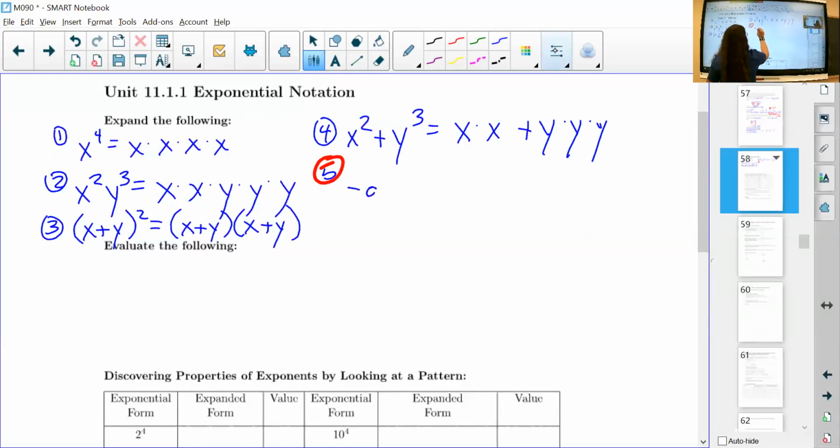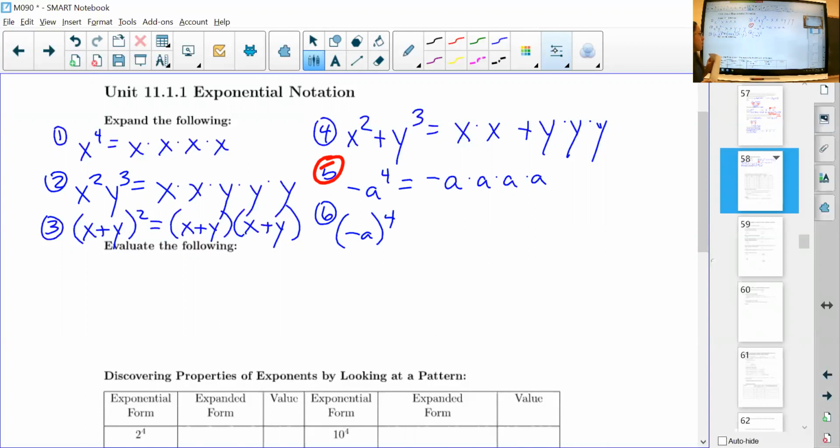Negative a to the fourth. Order of operations says I need to do my exponent first. Take my a, write it out 4 times, then I tack on my negative sign. So this is negative a times a times a times a.